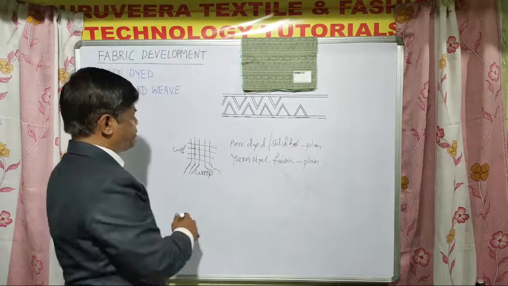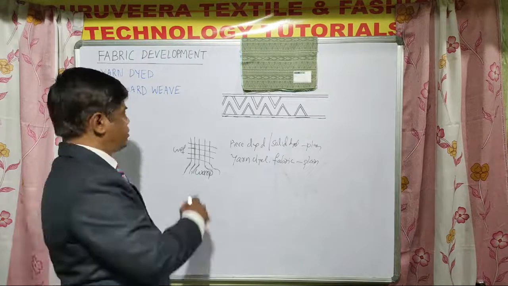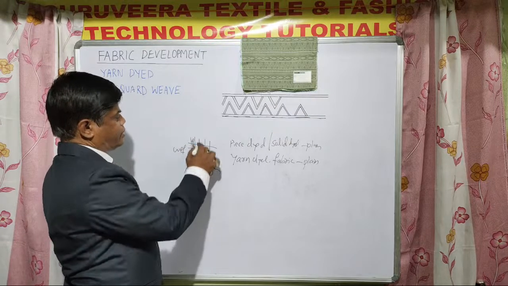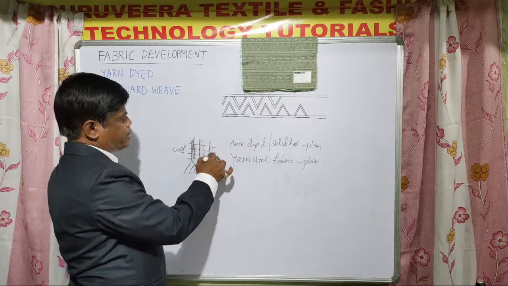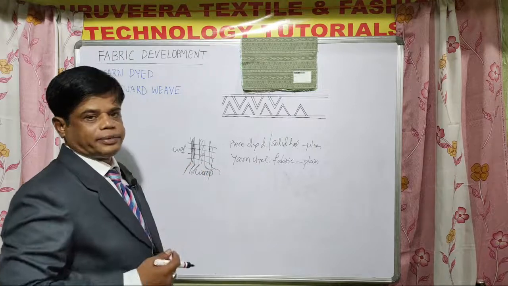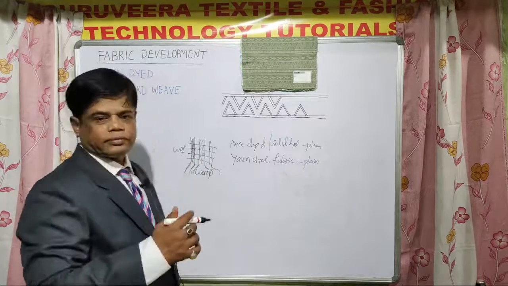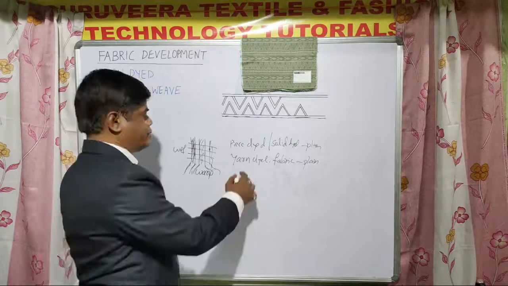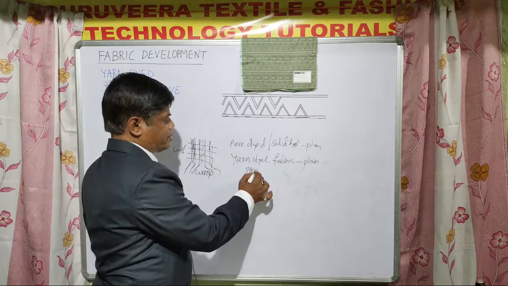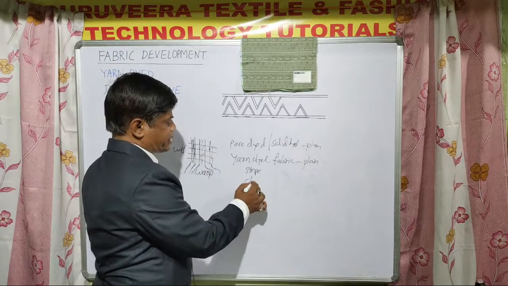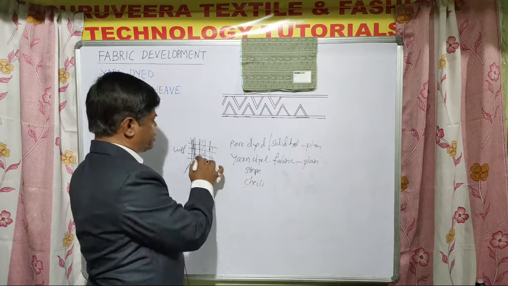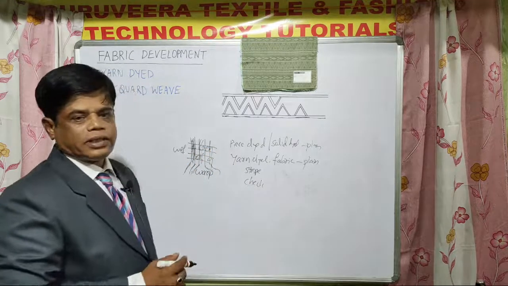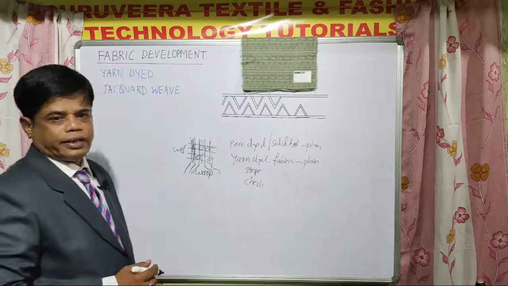In this yarn dyed, if stripes are there, say this part of the fabric is red, this part is blue, this part is green. Stripes can be done. That is a yarn dyed stripe pattern, or checks. Checks means squares will be there, a square construction. This is one color, this is one color, and so on. So these are the basic things in fabric development.